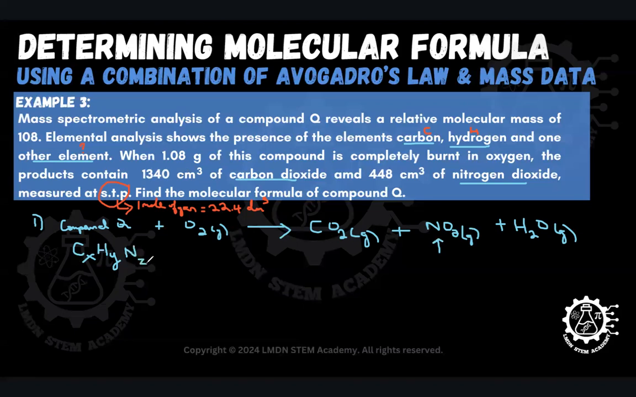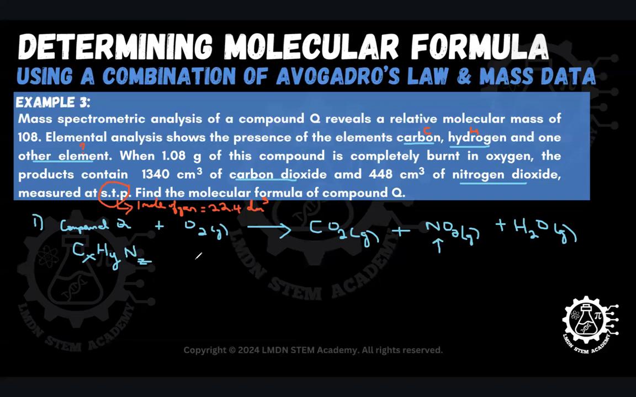We're going to put a Z beside it because we don't know how many nitrogen atoms there are in compound Q, but we know it exists because the nitrogen dioxide had to have come from that, okay? So we figured out our mystery element. What remains for us to do now is write out the volumes underneath each of them as we've been doing before.